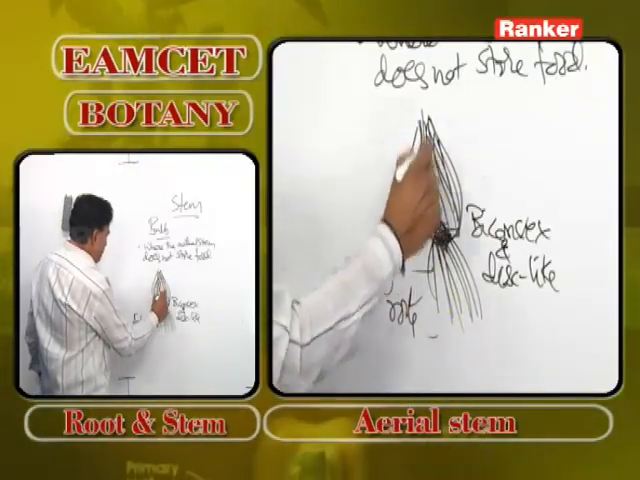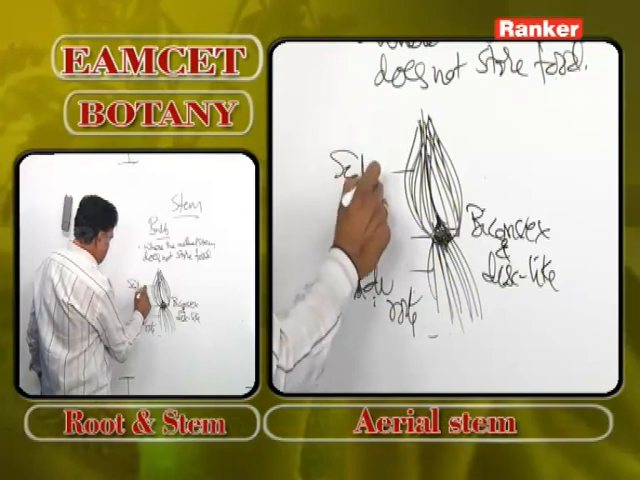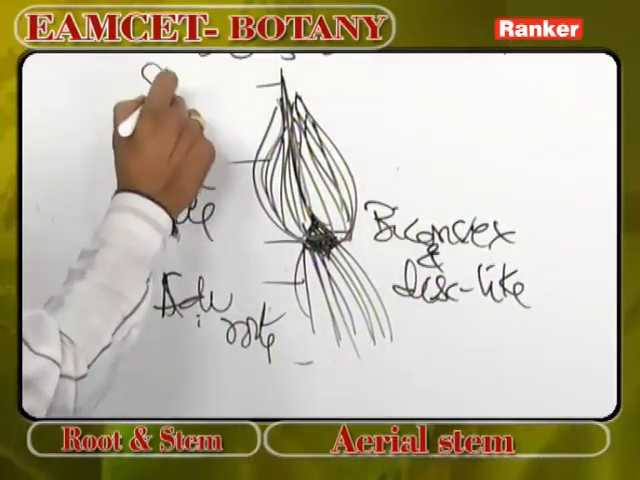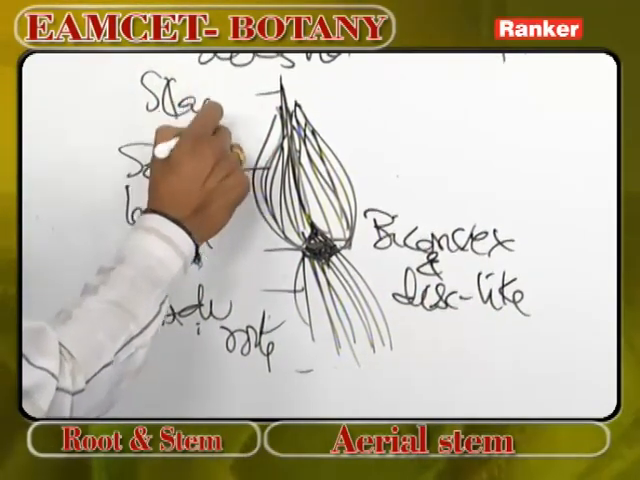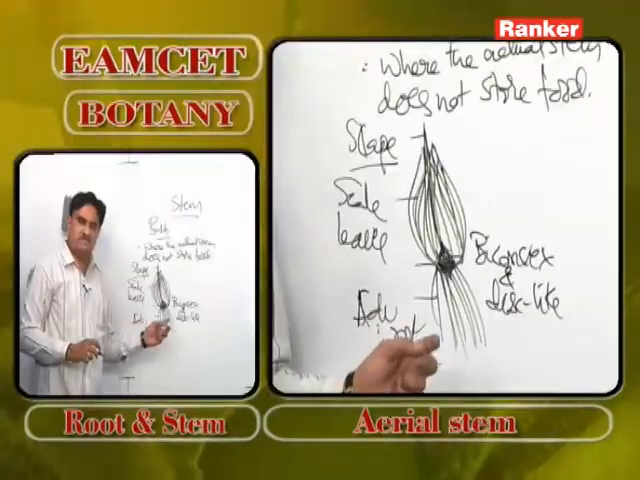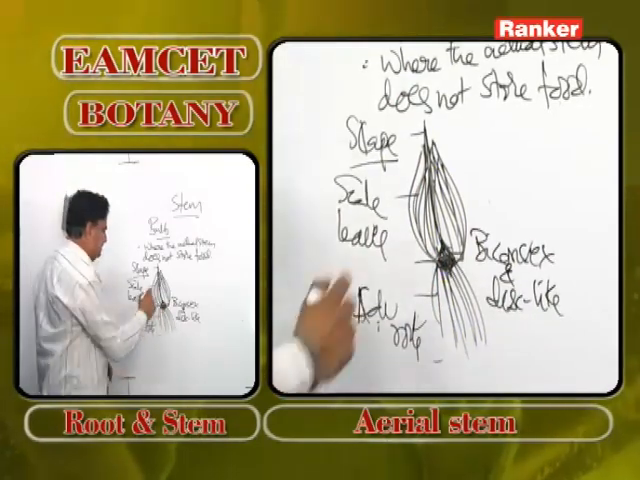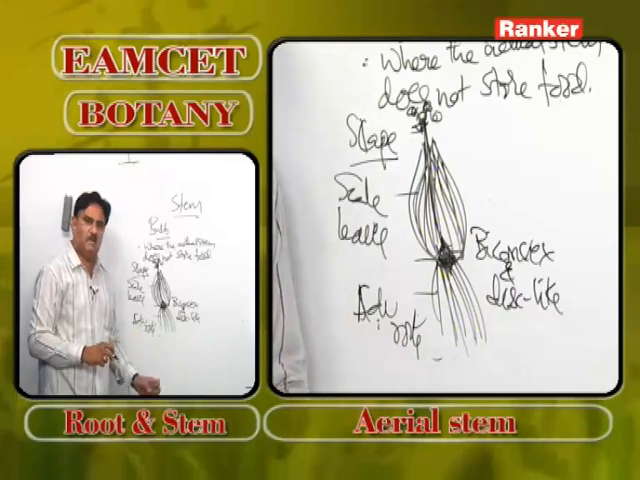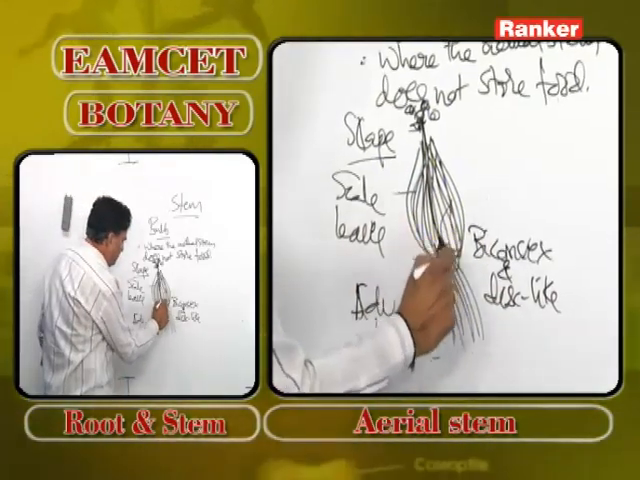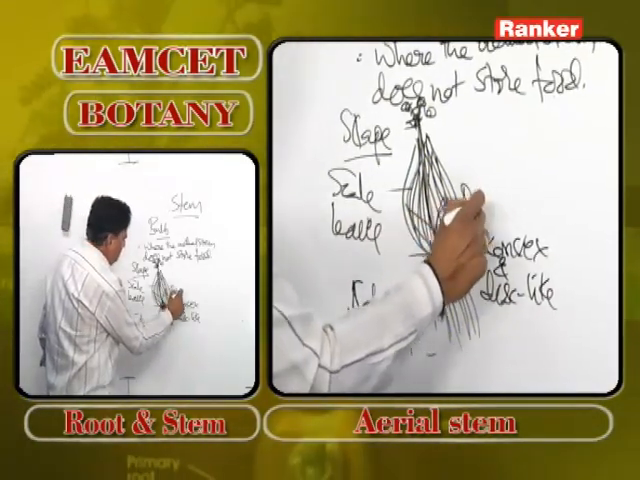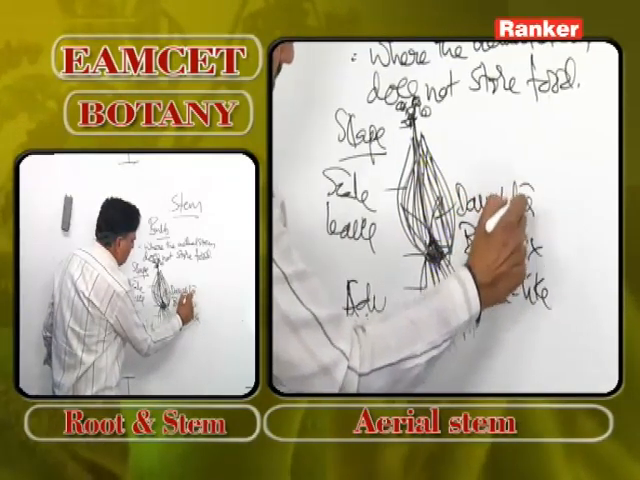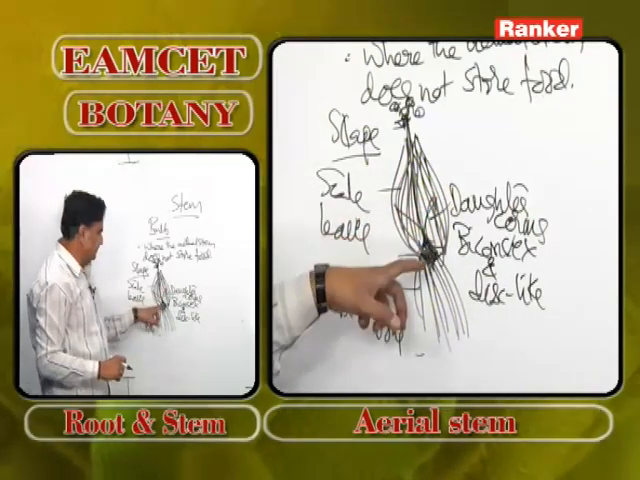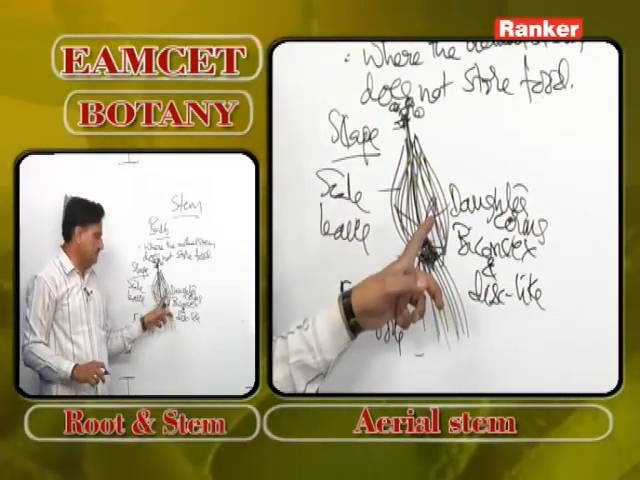The apical bud produces a weak, delicate stem-like structure called scape. At the tip of this scape, you will find a simple umbel inflorescence. The axillary buds produce daughter bulbs that help in vegetative propagation.